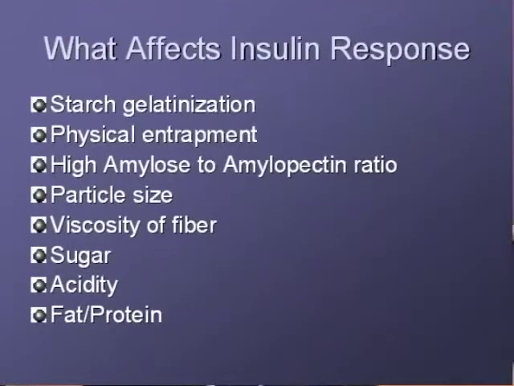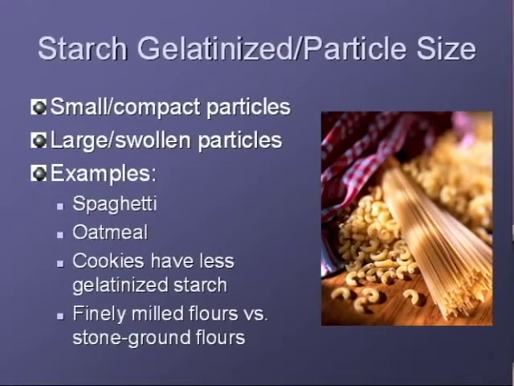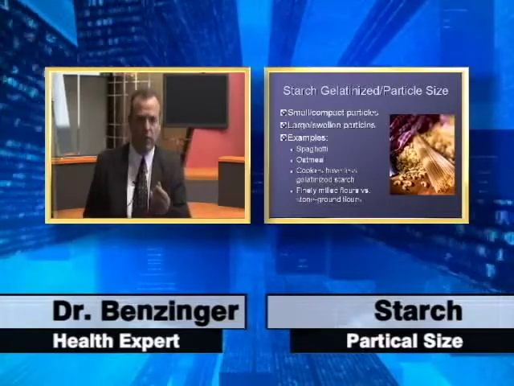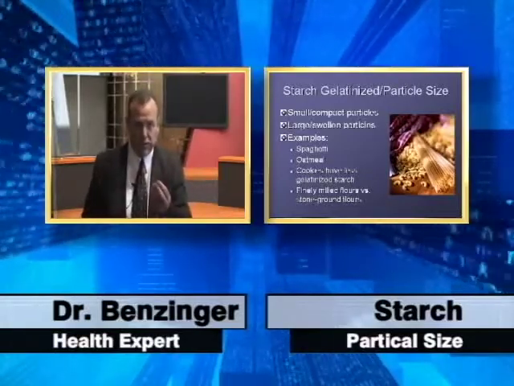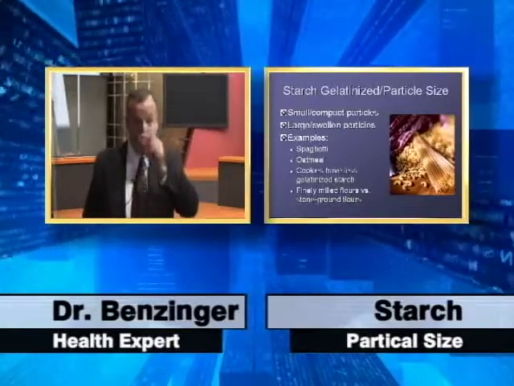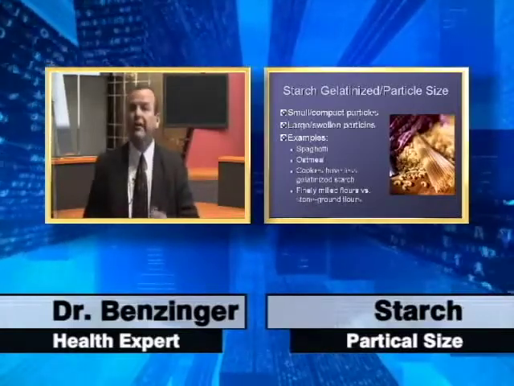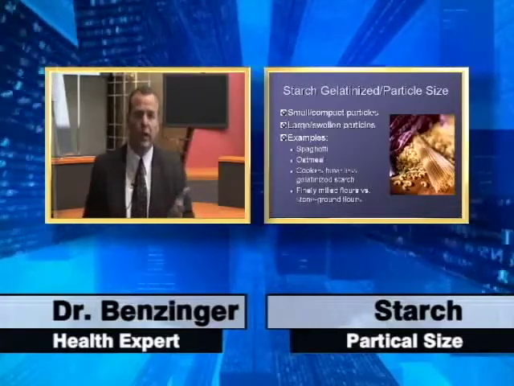So what affects insulin response? Starch gelatinization. Physical entrapment. We're going to cover these. Don't get too lost here. High amylose. Particle size, viscosity of the fiber, sugar itself, acidity, fat, and protein levels. Okay, so let's talk about starch, particle size, gelatinization. Small, compact particles, in comparison to large, swollen particles, absorb more quickly and raise your blood sugar faster. So enriched white flour, which is small particles and has almost no nutritional value, will shove your blood sugar up much higher. However, large swollen particles such as a whole grain, such as bulgur or real oats, don't absorb as easily and break down more slowly and have more nutritional value.